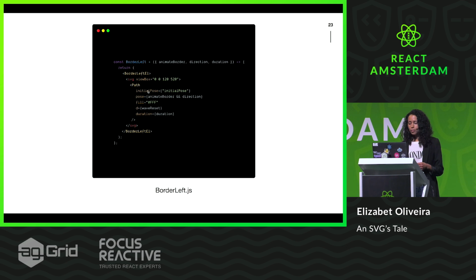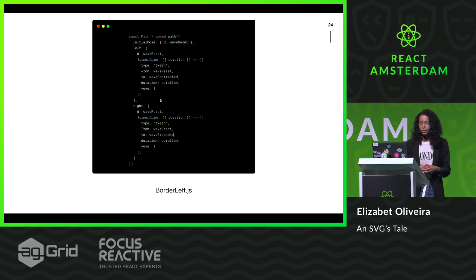And I'm using React Pose to perform the animation. So this is the React Pose. I have an initial pose that is wave reset. And then when I click to the right or to the left, I'm passing that state, left or right. So it's going to perform either the left animation or the right animation. What the animation is basically doing is going from the wave reset to the wave contracted, if it's the left. And if it's the right animation, I'm going from the wave reset to the wave expanded.